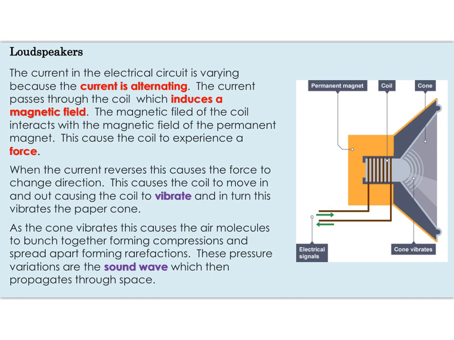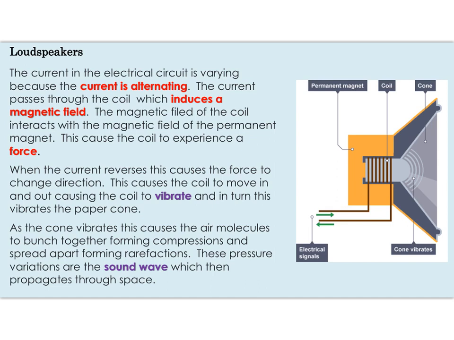So how do loudspeakers work then? The current in the electric circuit is varying because the current is alternating, so we supply a loudspeaker with alternating current. The current passes through the coil, which induces a magnetic field. The magnetic field of the coil, as the current passes through it, interacts with the magnetic field of the permanent magnet, which is around the outside. That causes the coil to experience a force, so it's either going to move in or it's going to move out.